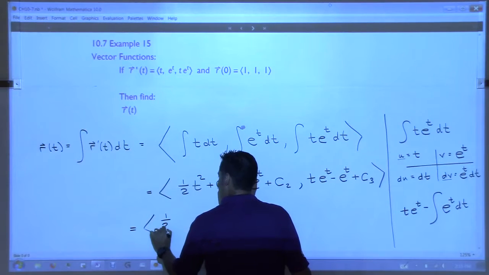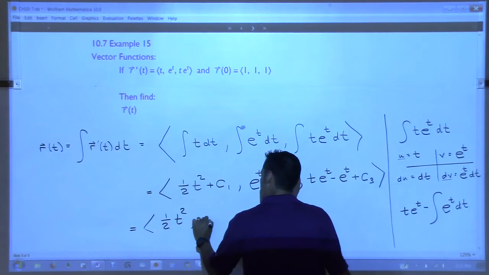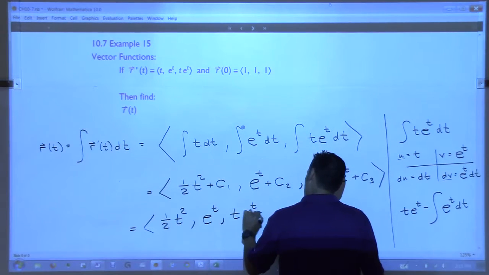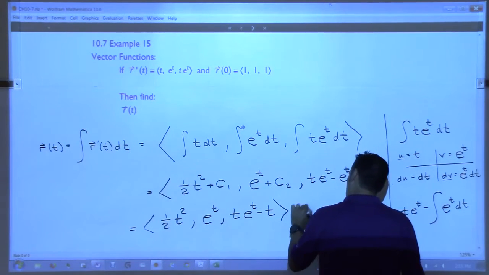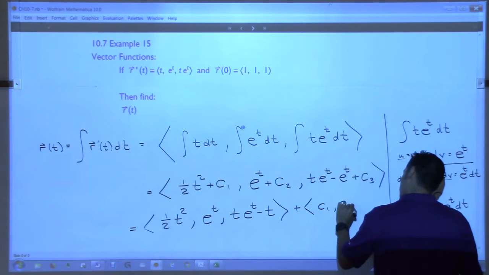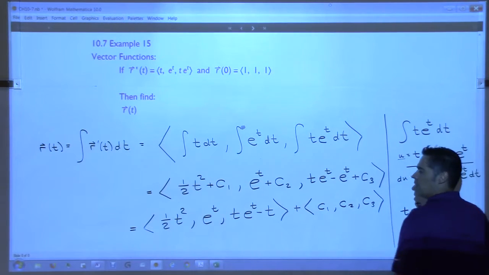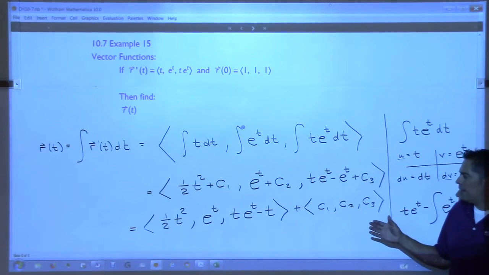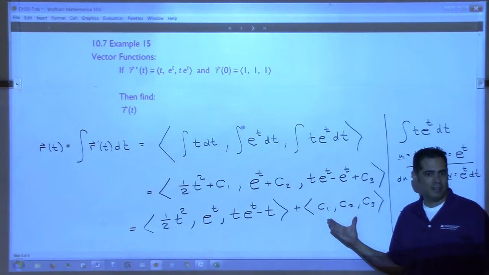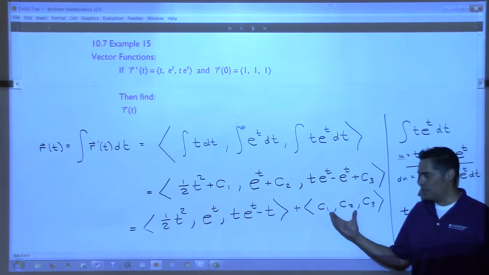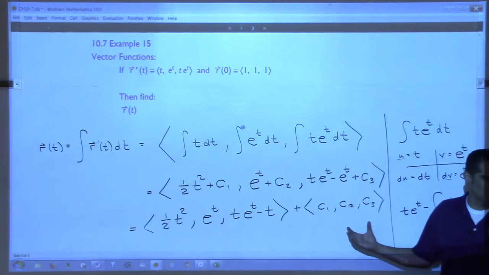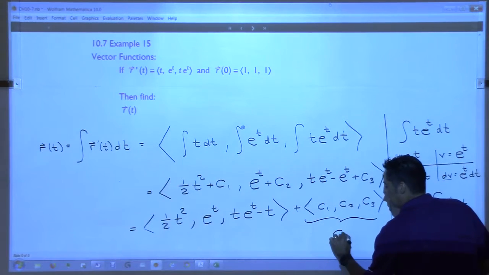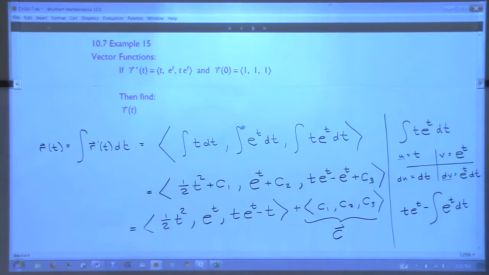We have 1/2 t squared e to the t, and then t e to the t minus t, plus C1, C2, C3. Y'all see how this is the same as this? And therefore we have a vector constant of integration, right? It's a constant of integration, but it's a vector. So you could almost look at this as being like the C vector, right?